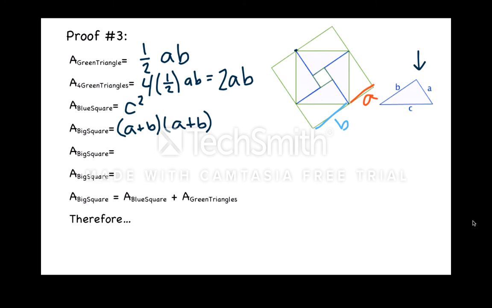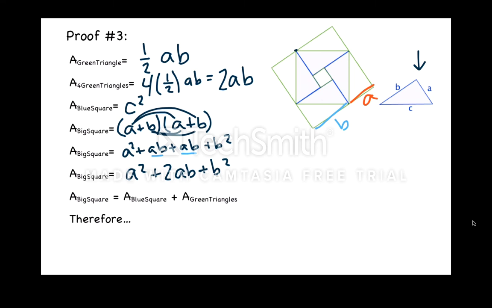Now I want to double distribute. So once again, I'm going to multiply every part by every part. So I have A times A, which is A squared, A times B, which is AB, B times A, which is once again AB, and B times B, which is B squared. Now I can simplify my like terms because I have an AB and an AB. So I can rewrite this as A squared plus 2AB plus B squared.